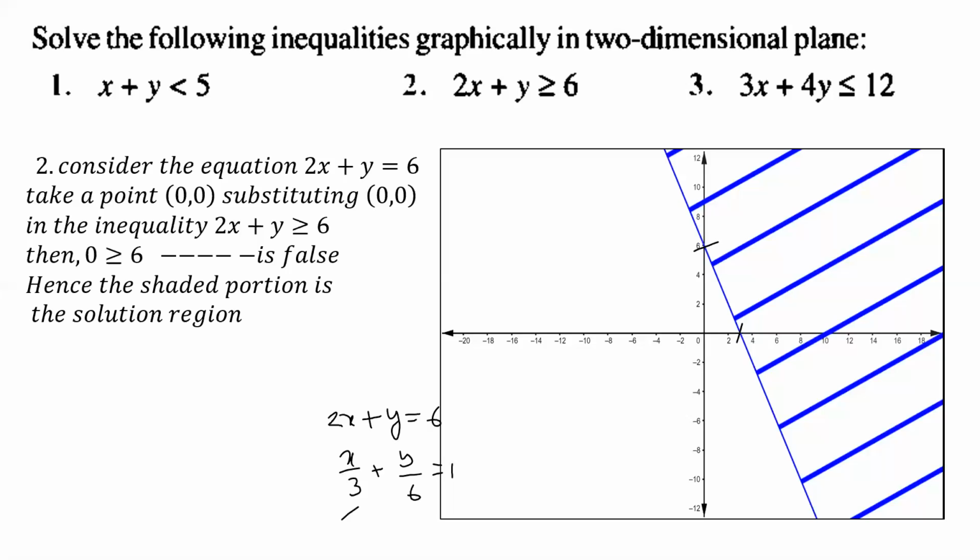So this is question number 2, and question number 3 is your homework. To solve question number 3, it's very easy. Now moving to the next one. Question number 5, x minus y less than or equal to 2. So first of all, consider the equation, that is x minus y equals 2.